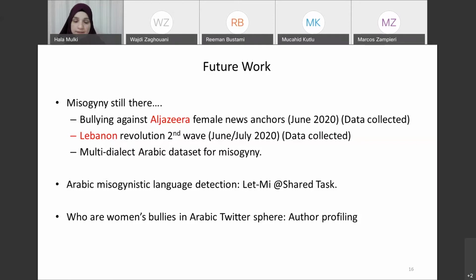Also, like last year, where we witnessed a shared task for Arabic hate speech, we are looking forward to including the LetMe dataset in a task for automatic detection of Arabic misogynistic language. Another aspect of this research might be author profiling, where we are going to investigate who is behind those misogynistic replies and tweets, who the real women's enemies or bullies are in the Arabic Twitter sphere.